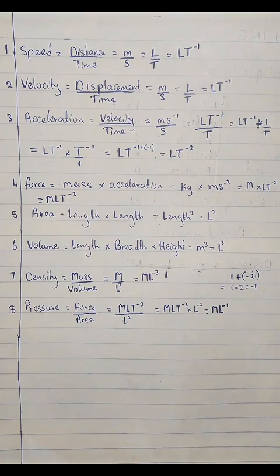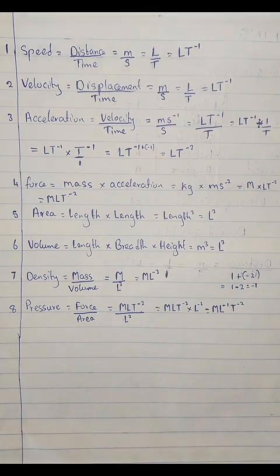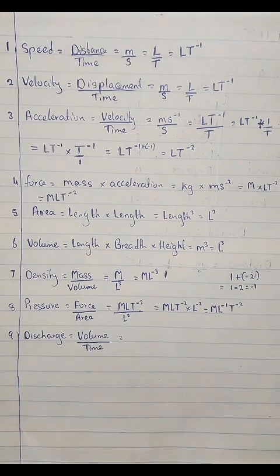Very easy. We look at the next one, discharge. For some of you, this might actually be your first time hearing such discharge. So when we talk about discharge, what is the formula for discharge? Discharge is simply volume all over time. So since we know that discharge is volume all over time, recall we said volume is L cube and our time is T, which is second is T. So we're having L cube all over T.